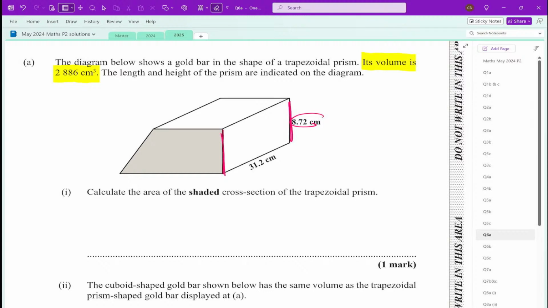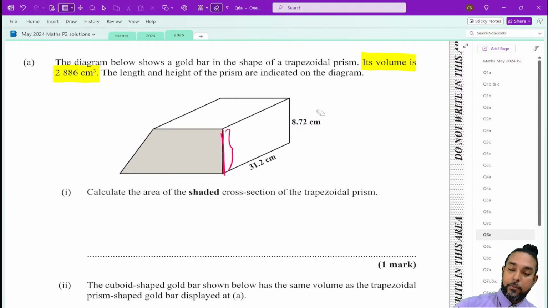So quick question. Is the 31.2 centimeter distance, that length, found anywhere on the trapezium in the front face? No, it's not. Right? Is the 8.72 found in the front face though? Yeah, it's this piece here.